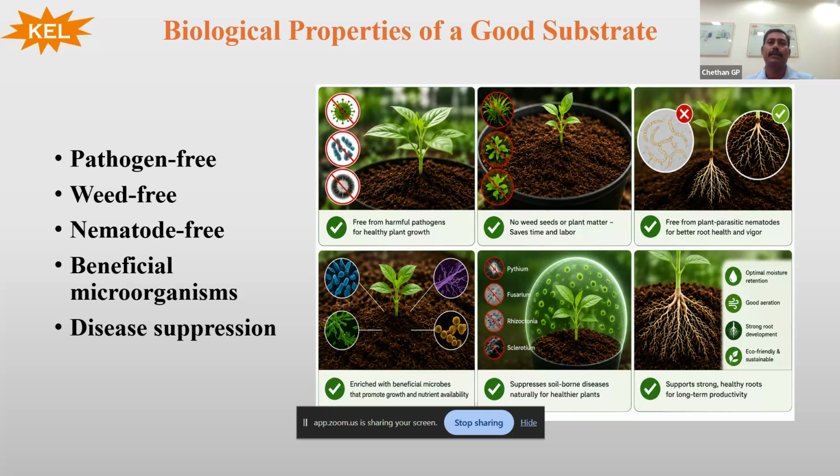The future of substrate technology lies not only in providing physical support but also in creating a biologically active root environment where beneficial microorganisms work together with the plant roots to improve productivity naturally.